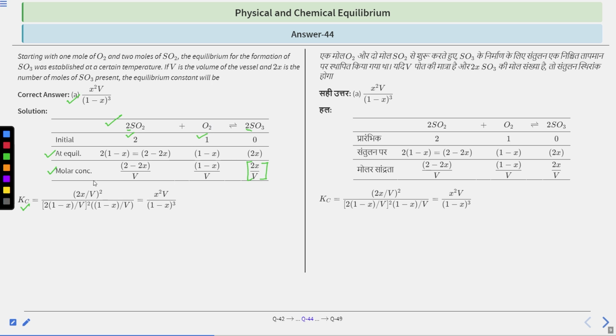Now, on solving this and dividing these terms, we have Kc equals x square V divided by (1 minus x) to the whole power 3, that is, (1 minus x) whole cube. And this is our correct answer, and thus option A is the correct one.